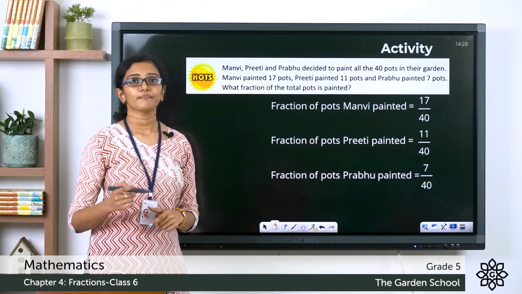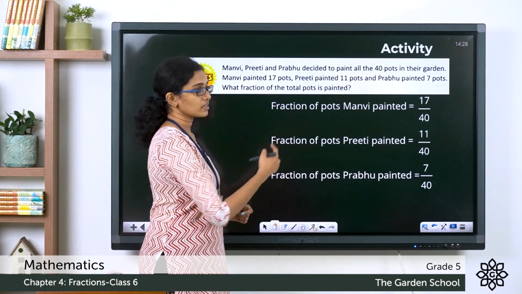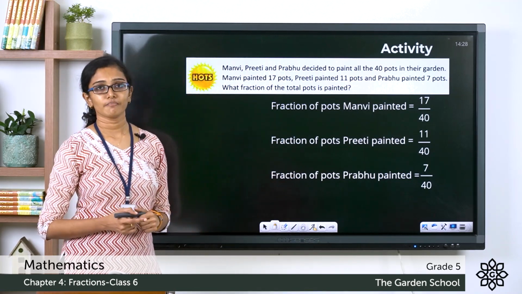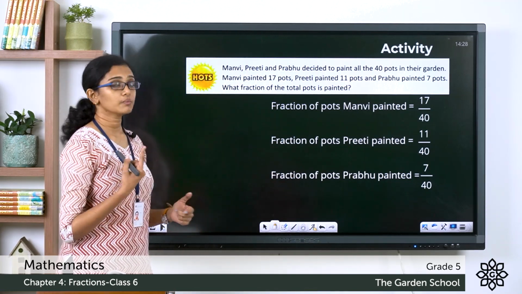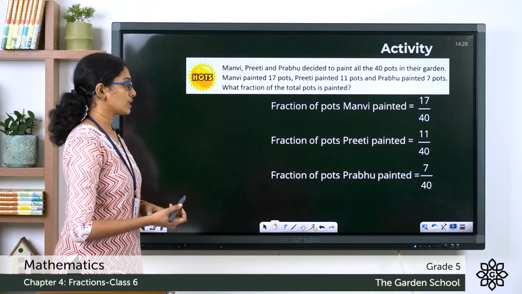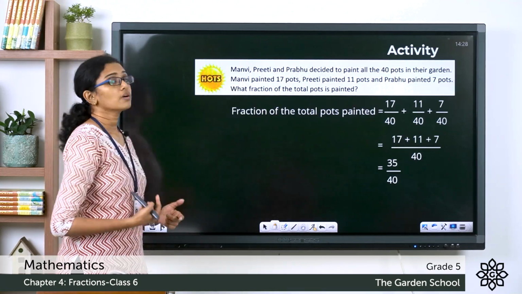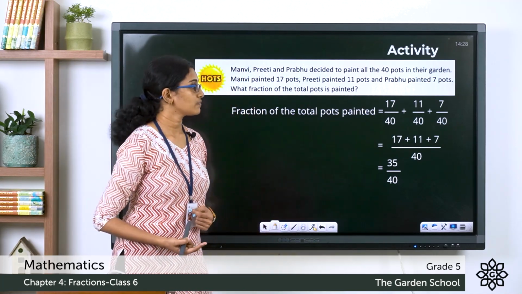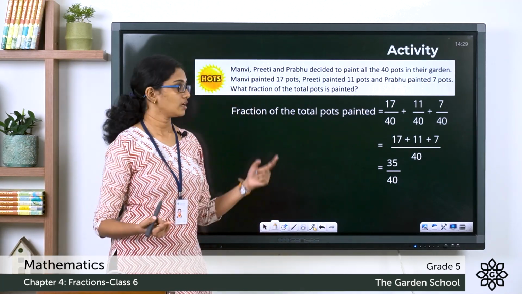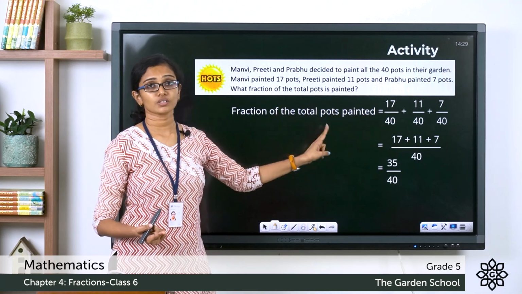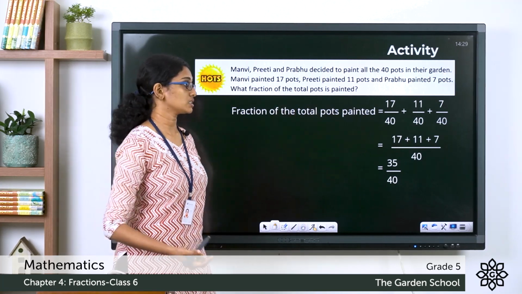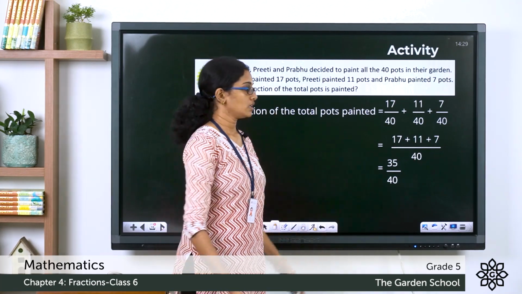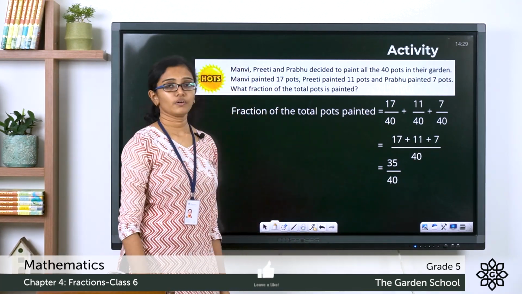Fraction of pots Manvi painted is equal to 17 by 40. And fraction of pots Preeti painted is equal to 11 by 40. And the fraction that Prabhu painted is 7 by 40. So the fraction of total pots painted will be 17 by 40 plus 11 by 40 plus 7 by 40. Since they are like fractions, just do the addition of the numerators. So it is 17 plus 11 plus 7 by 40, which gives you 35 by 40.